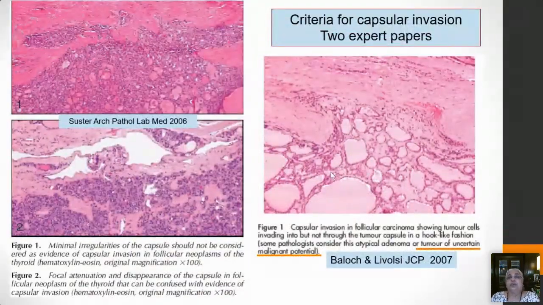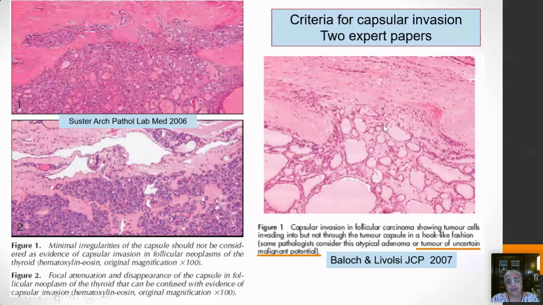Now, if you think that this is a problem only with those of us who are not experts in thyroid pathology, here you have on the left-hand side Sister, who has not changed his view. This is 2006. You saw what he wrote in 2019. This is the same hook-like invasion of the capsule in this case. This I don't think many people would regard as capsular invasion, but I think some people would. And when I say some people, not just me.